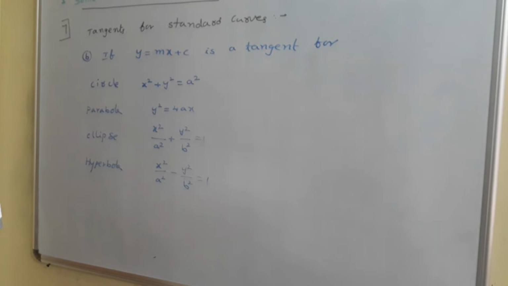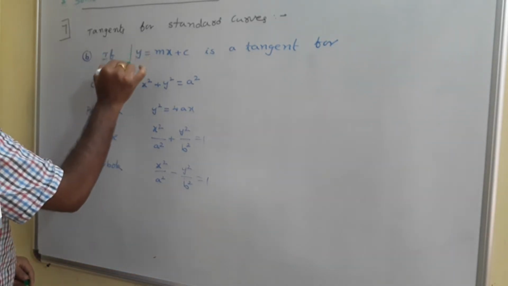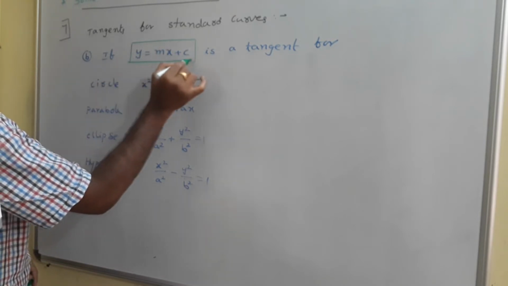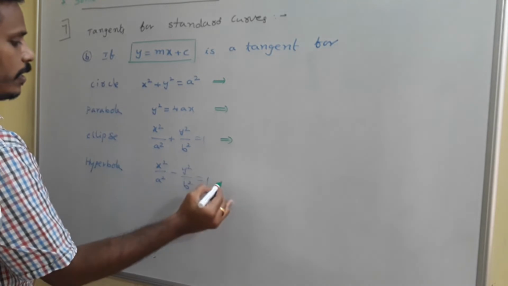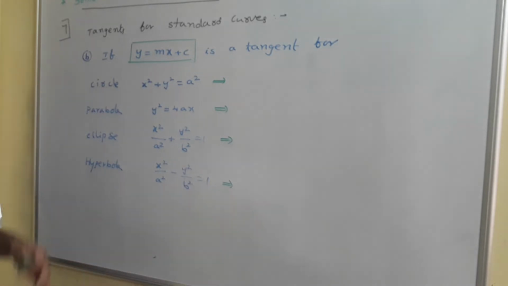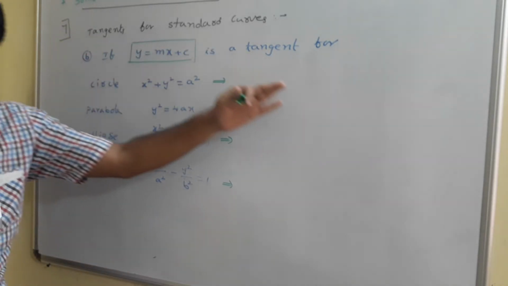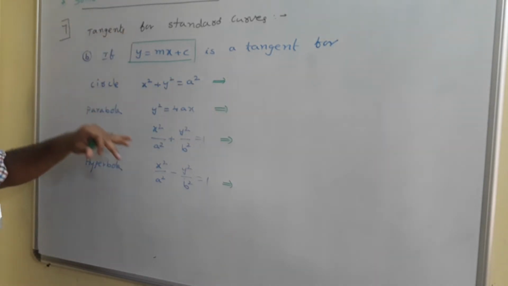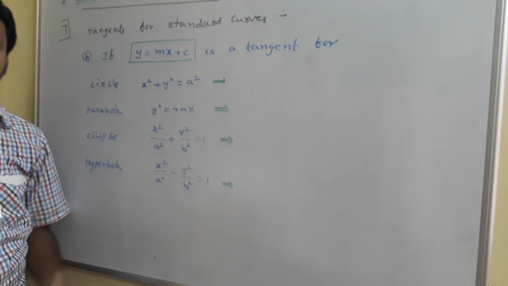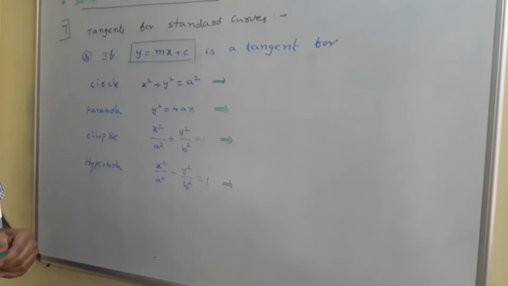So just have a look. If y is equal to mx plus c is a tangent for the circle as well as for the parabola, for the ellipse and for the hyperbola. Okay, if it is a tangent for the circle, what is the condition? If it is a tangent for the parabola, what is the condition? If it is a tangent for the ellipse, what is the condition? And similarly for the hyperbola also we need to mention the conditions.